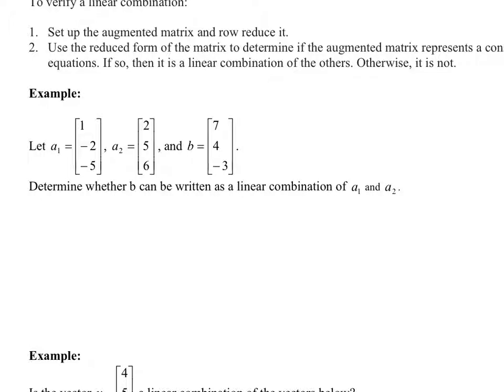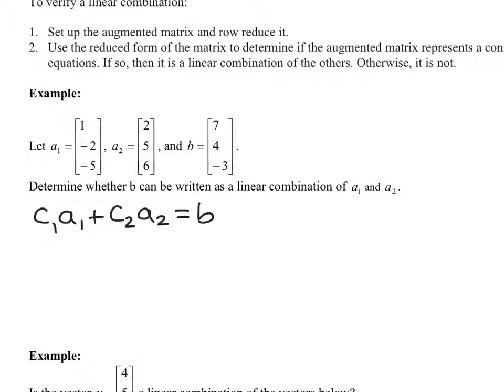Determine whether B can be written as a linear combination of A sub 1 and A sub 2. What that's saying is, can I define a set of scalars that would allow for B to result from the sum of A sub 1 and A sub 2? So I'm going to create some arbitrary scalars, I'll call them C, C for scalar. I'm going to say C sub 1 A sub 1 plus C sub 2 A sub 2 equals B. That's what I'm rooting for. That's what I want to have happen.